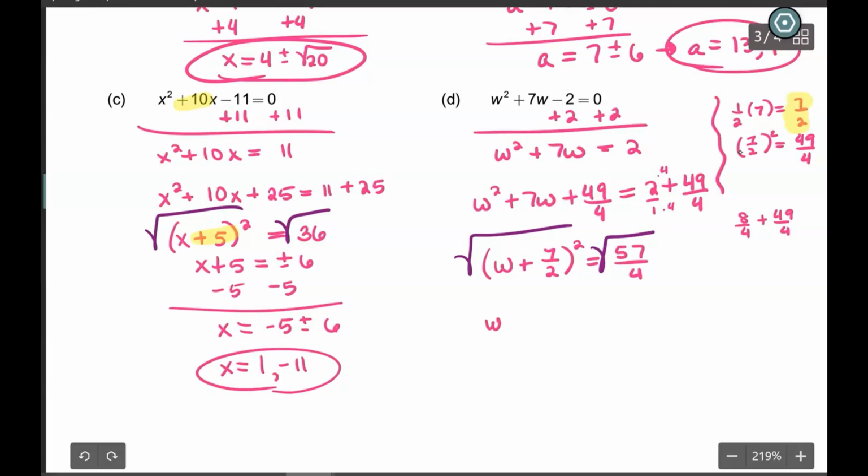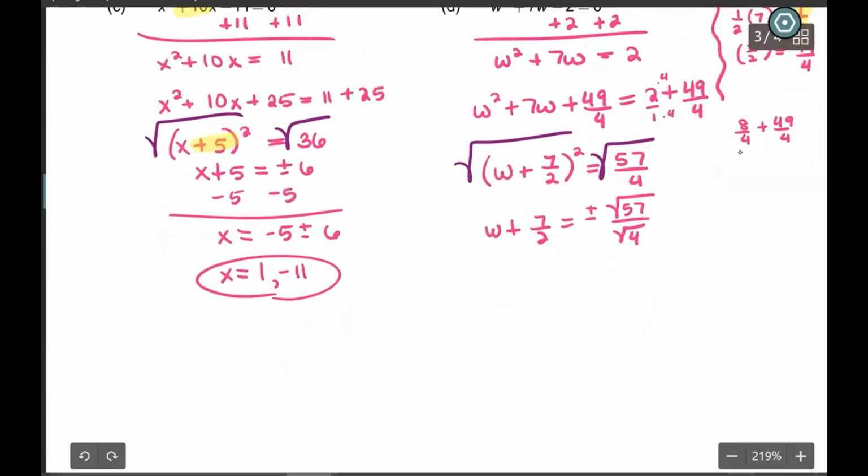So we get w plus 7 over 2 equals plus or minus. Now, I'm going to rewrite this as square root of 57 over square root of 4. The only reason I want to do that is because I can actually simplify the denominator, right? What's the square root of 4? That's 2. So I just have square root of 57, and then in the denominator it would be a 2.